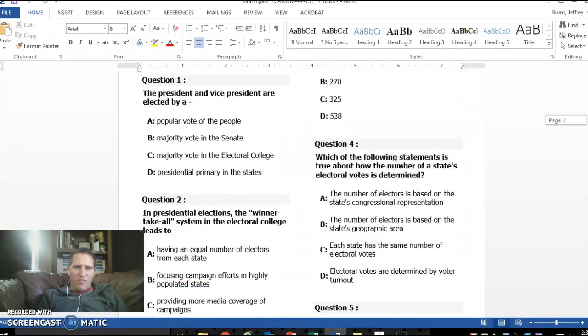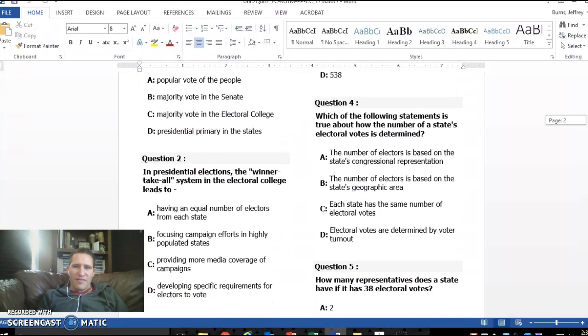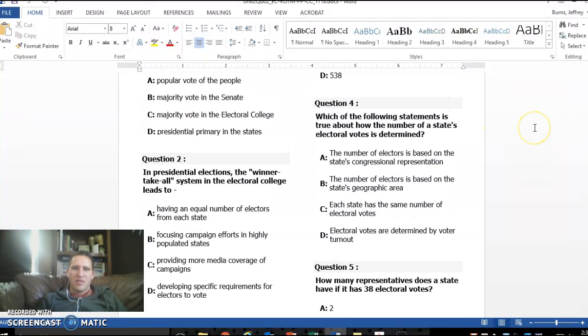All right, let's look at number 4 over here on the right, which was a tough one for 4 of the 5 classes. This is right from your study guide. Which of the following statements is true about how the number of states' electoral votes is determined? The bigger the population of the state, the bigger the representation in the Electoral College. Therefore, the answer is A. Congressional representation is directly related to population. That has nothing to do with the size of the state.